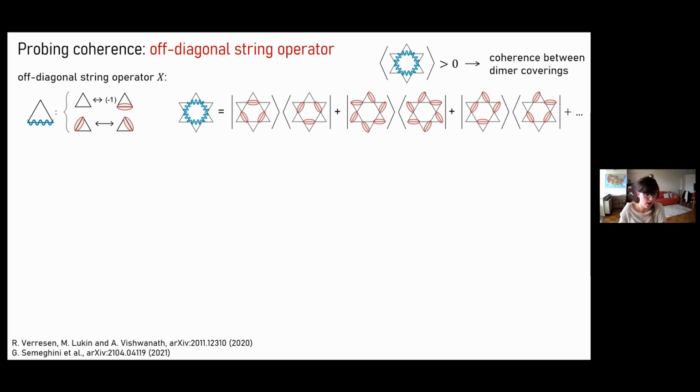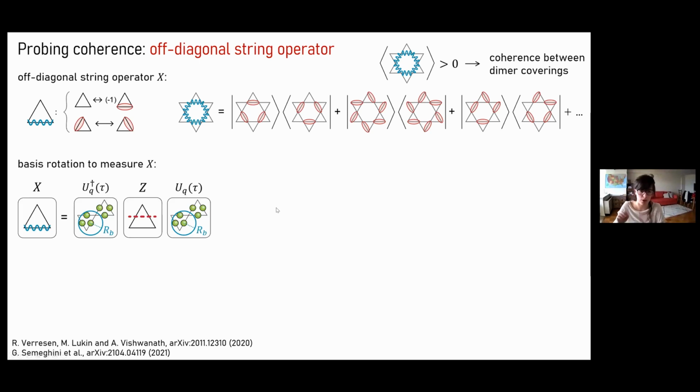Now, the tricky part is how to measure this in the experiment, but I will be quick on this. It was proposed again in this theoretical paper that it's possible to do a basis rotation to transform X into Z by doing a time evolution of the state with a quench Hamiltonian, where we reduce the blockade radius such that it covers only the atoms on the same triangle. So we do this time evolution with this quench Hamiltonian for a certain time tau, and this implements the basis rotation that transforms X into Z.